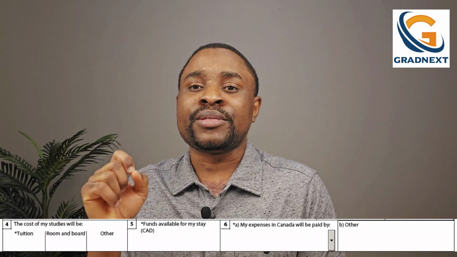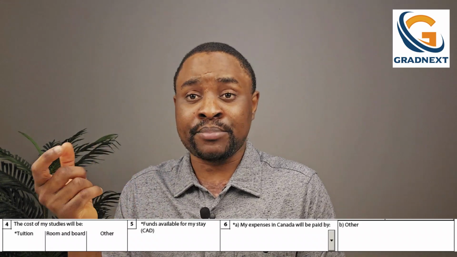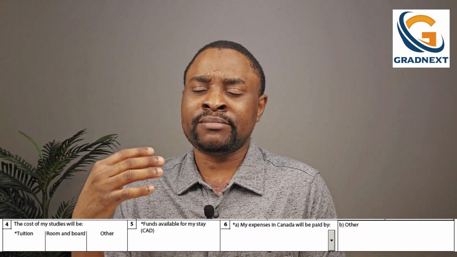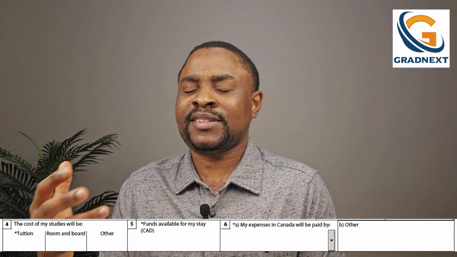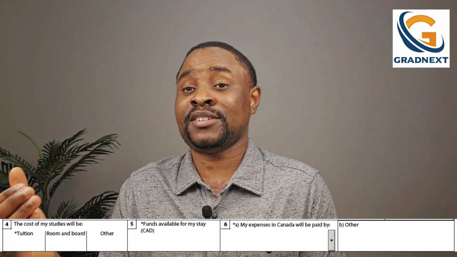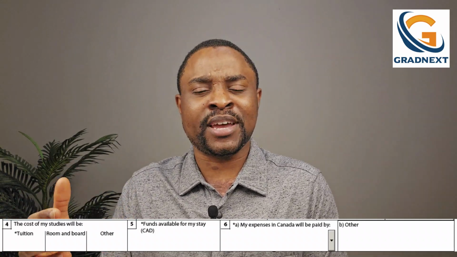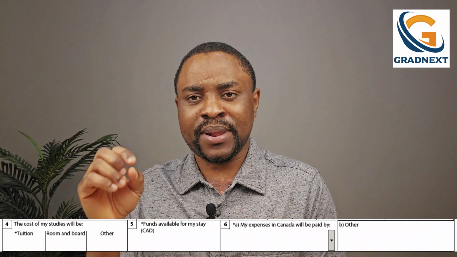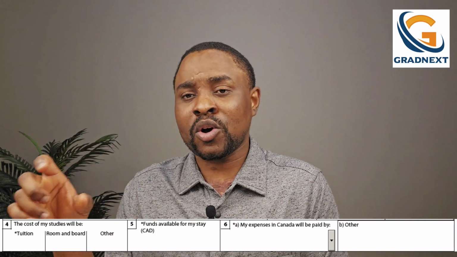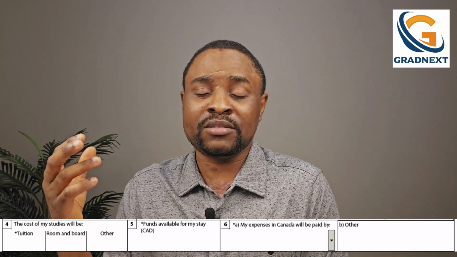Then they are going to ask for room and board. Technically, for that room and board, you can just fill in your cost of living. If you're a single applicant, 20,635, which is the cost of living for a single applicant, you can put it there. And then there's going to be a place for others. Under that others, you can just fill in your travel cost.